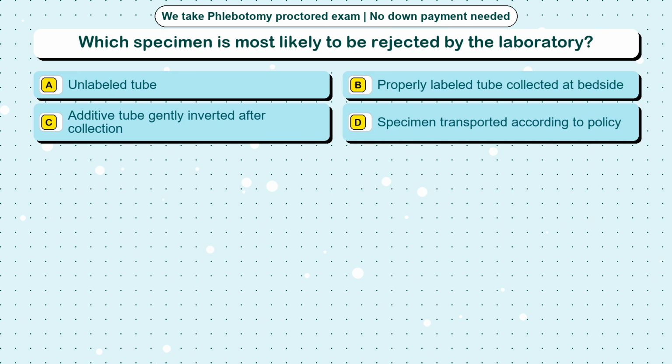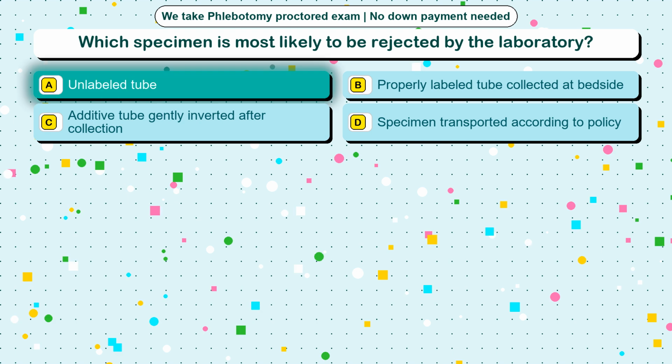Question 49. Which specimen is most likely to be rejected by the laboratory? Option A, unlabeled tube. Option B, properly labeled tube collected at bedside. Option C, additive tube gently inverted after collection. Option D, specimen transported according to policy.